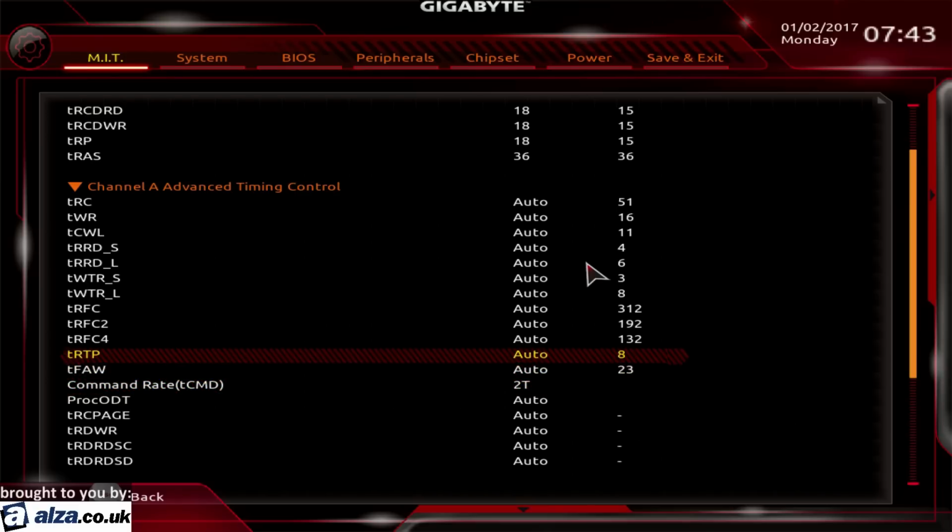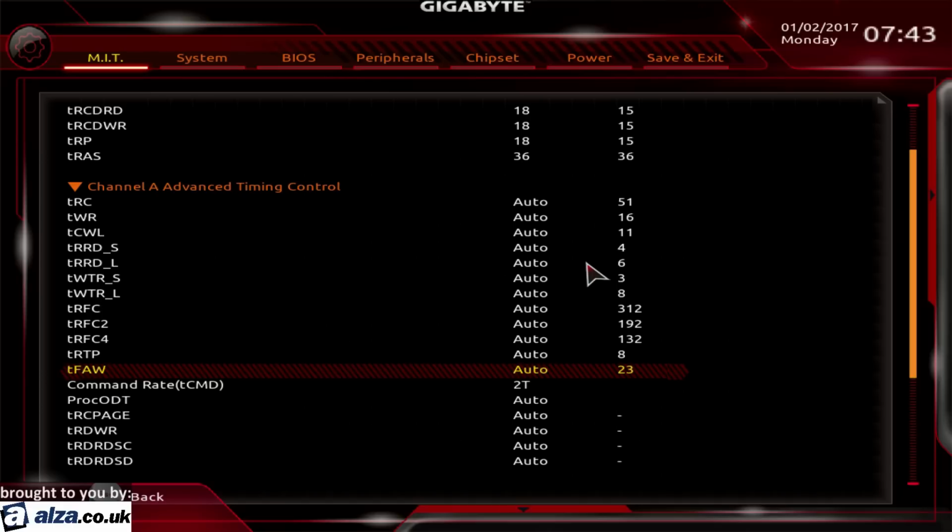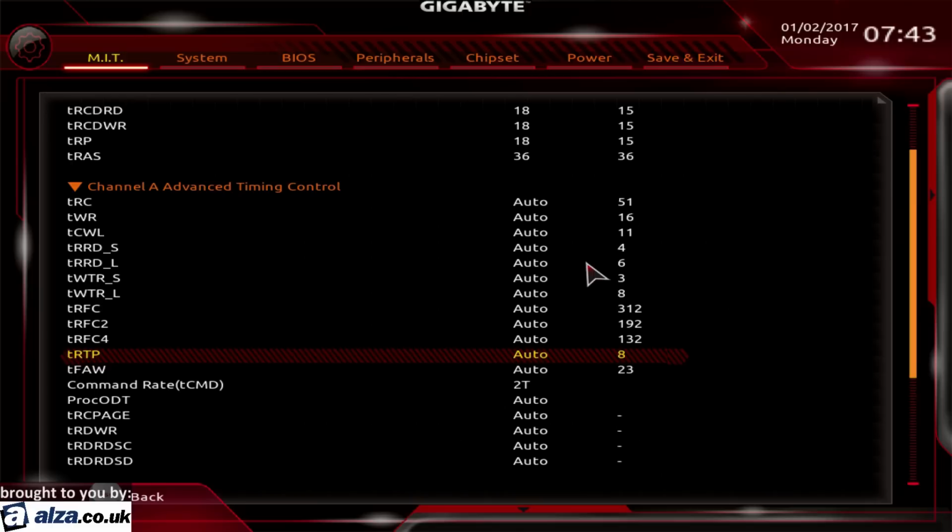Then TRTP, the board can deal with that one on its own. TFAW, so that's for activate window. That one tends to be set a little bit high by most motherboards. You can probably lower that, but if you don't want to mess with it and you want to save some time, just leave it auto.